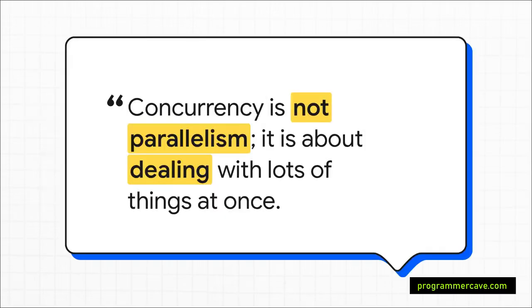I really want to leave you with this quote from Rob Pike, one of the creators of Go. He said, "Concurrency is not parallelism. It is about dealing with lots of things at once." Think about that. These patterns aren't just about making things go fast. They're about giving us the structure we need to deal with complexity in a sane and manageable way.